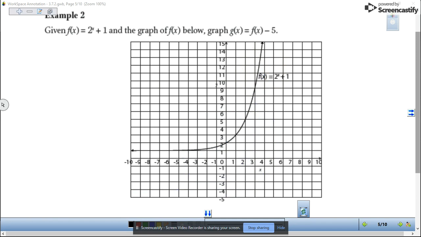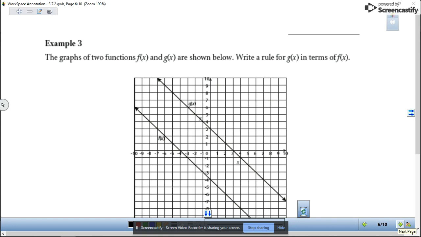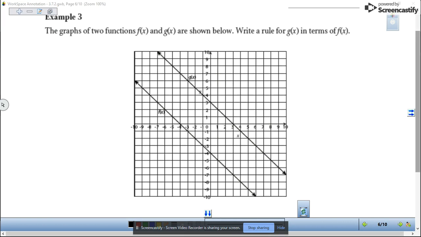Let's keep going. Graph the two functions f of x and g of x shown below. Write a rule for g of x in terms of f of x. Well, I don't know what f of x is, but I can do this. g of x equals f of x plus or minus something, because I can see that they're connected. So this is g of x, and this is f of x. So the first thing I should realize is that f of x is obviously above g of x. So we need to add something to f of x to get to g of x. The question is, what are we adding?